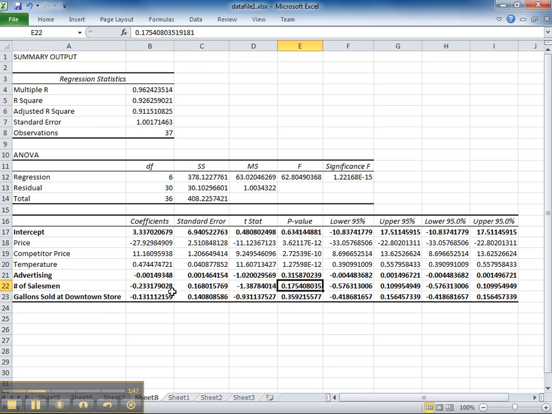Number of salesmen we actually might want to work with because it's close. There's just a 17% chance it has nothing to do with it. Advertising and gallons sold at the downtown store have slighter rates of being irrelevant to it. So let's go ahead and do our regression again and take all of this into effect. So we're going to get rid of our intercept, our constant, and we're going to eliminate advertising, number of salesmen, and gallons sold at the downtown store from the mix.